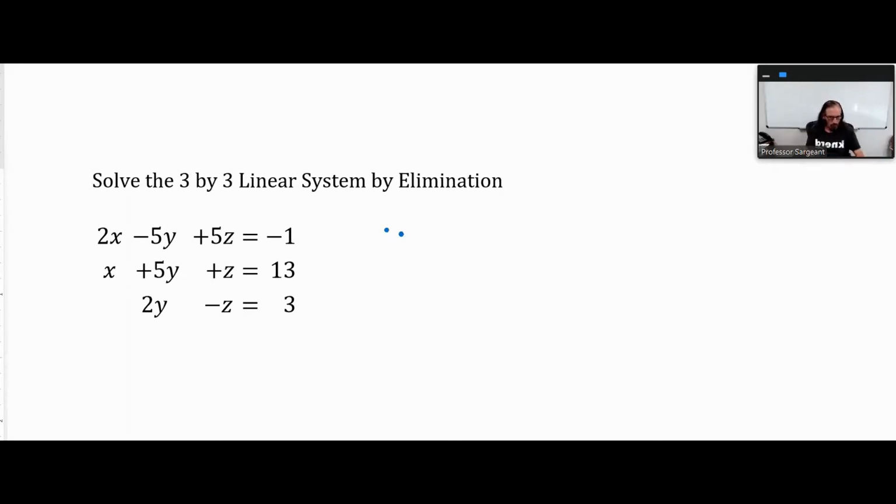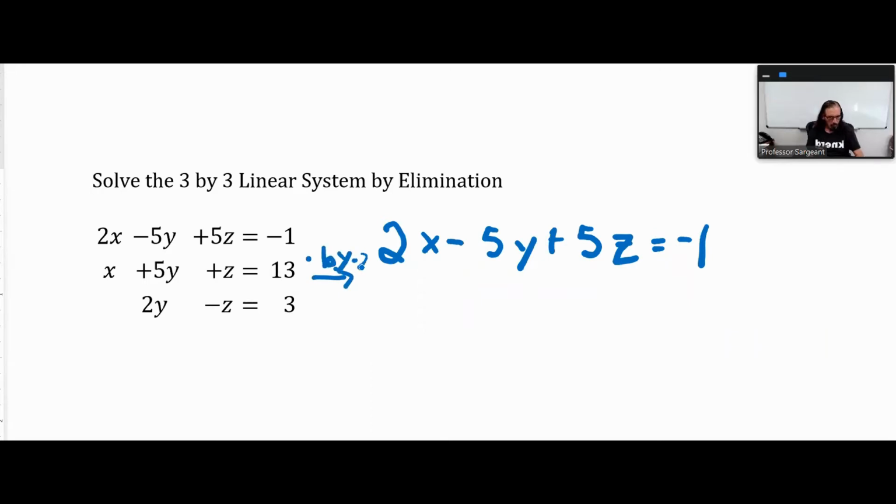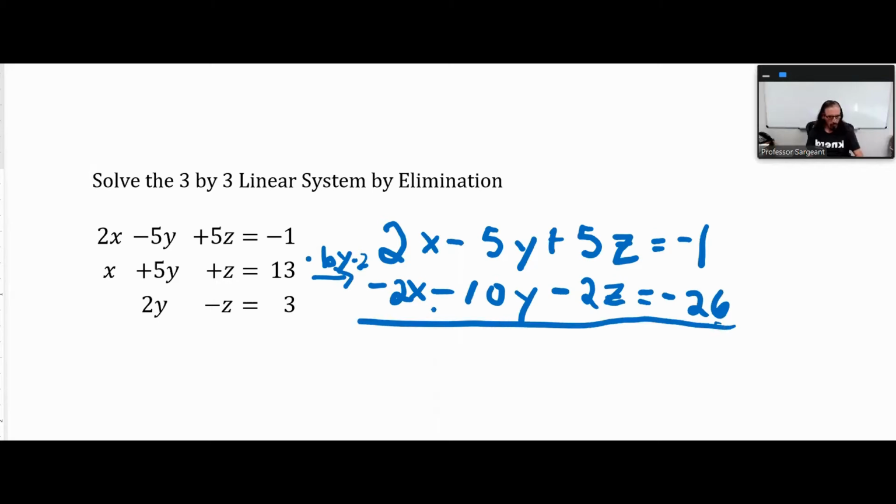So copy over the 2x minus 5y plus 5z equals -1. Whereas I'm going to multiply the second by -2. Which would give me -10x minus 10y minus 2z equals -26. We've got to multiply all terms on both sides by that -2.